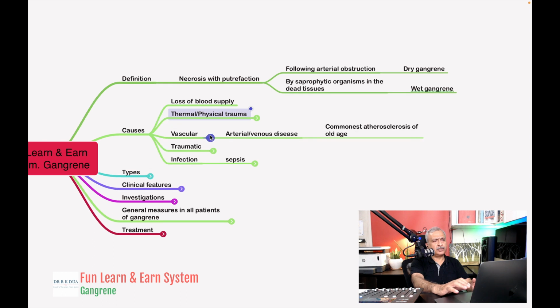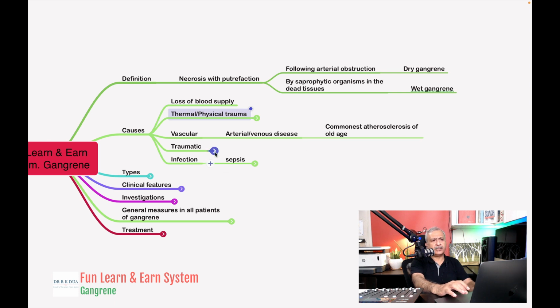So, causes in vascular: there may be involvement of arterial or venous disease. The commonest disease is atherosclerosis of old age, and it mainly involves the larger vessels like the aorta, both iliac vessels, and femoral vessels. Another common disease that can cause dry gangrene, involving medium to smaller vessels, is Buerger's disease, also known as thromboangiitis obliterans.